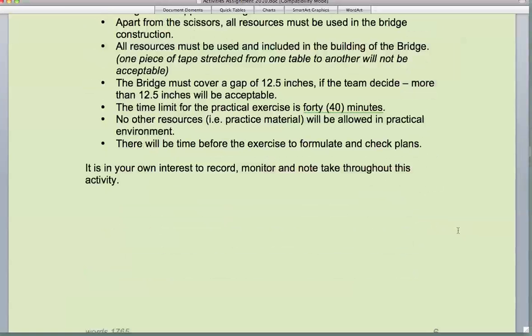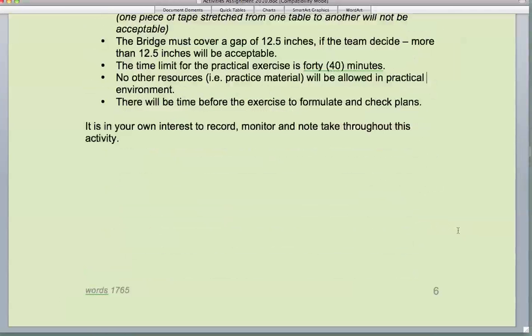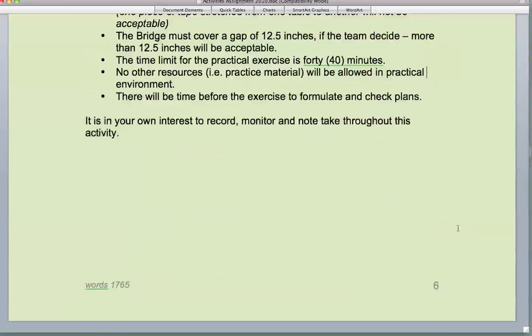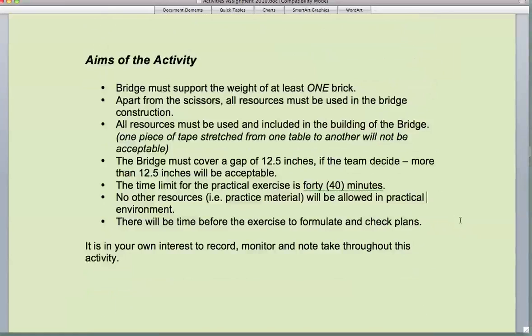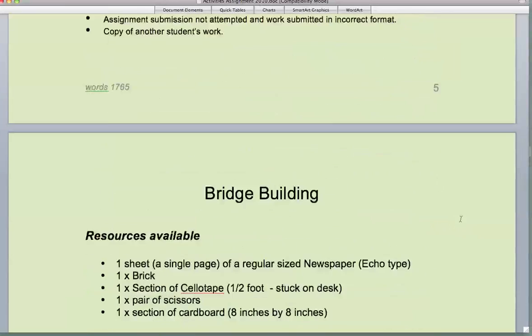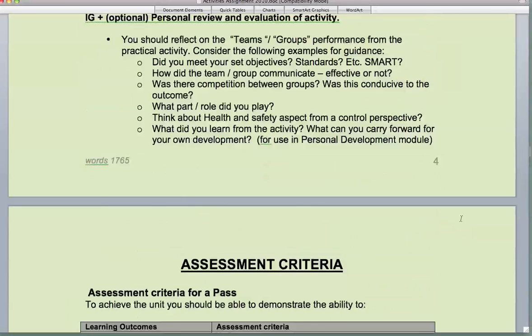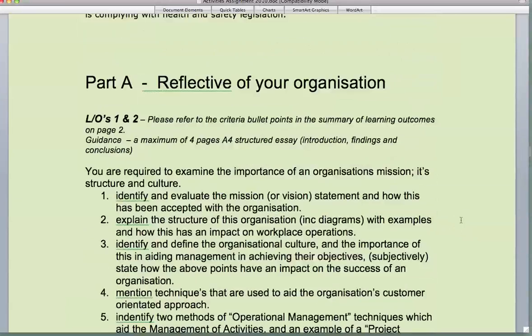Over the last couple of years we've run something similar, and it's always gone down quite well with the students to do something practical and add a practical element to an academic type subject.